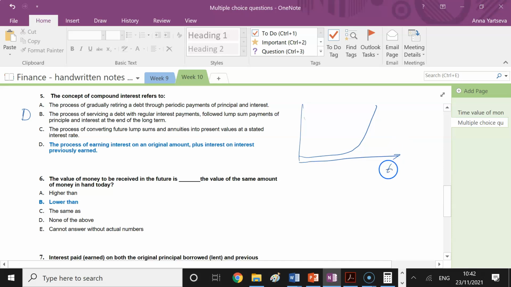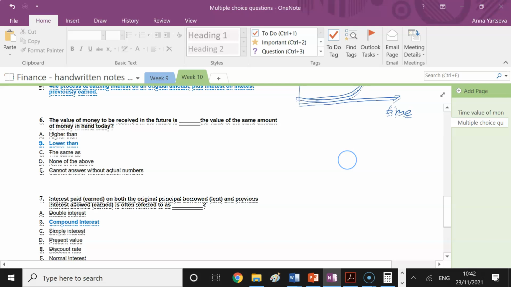So if this is time, and this is your capital, due to compound interest, the longer time period you remain invested, the earlier you start investing, the higher your capital will be at the end of the investing period. So if you start early, even if you start with small sums, it will grow at an exponential rate due to compound interest.